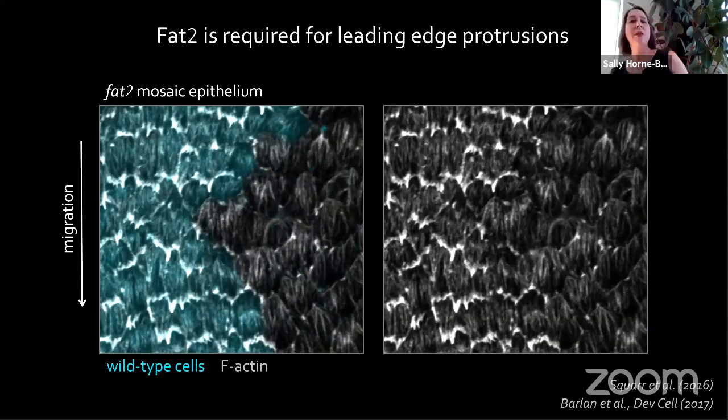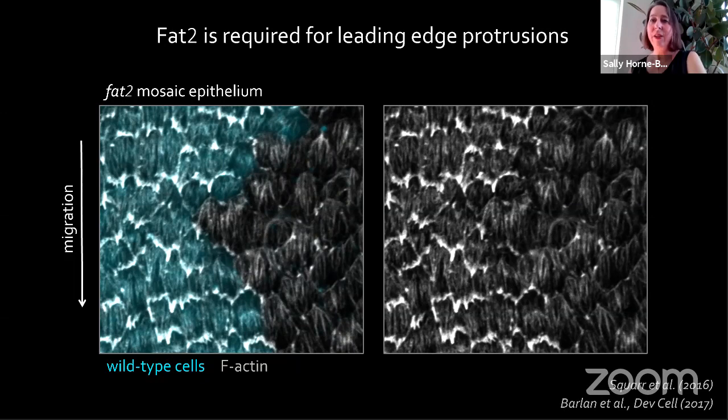Okay, so now what I'm showing you is a mosaic epithelium that's a mixture of wild type cells and FAT2 mutant cells. The wild type cells are here on the left in blue. You can see that they have bright white leading edge protrusions, and the FAT2 mutant cells lack these protrusive structures. And this phenotype is just as strong as what I showed you for loss of the SCAR/WAVE complex. Now, this can be a little bit confusing because I've told you that FAT2 localizes to the trailing edge of each cell, but the phenotype I'm showing you is at the leading edge of the cell.